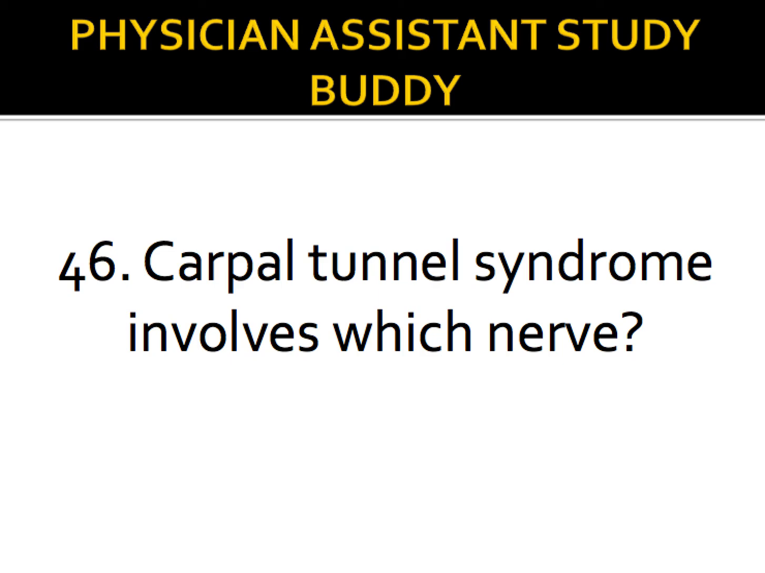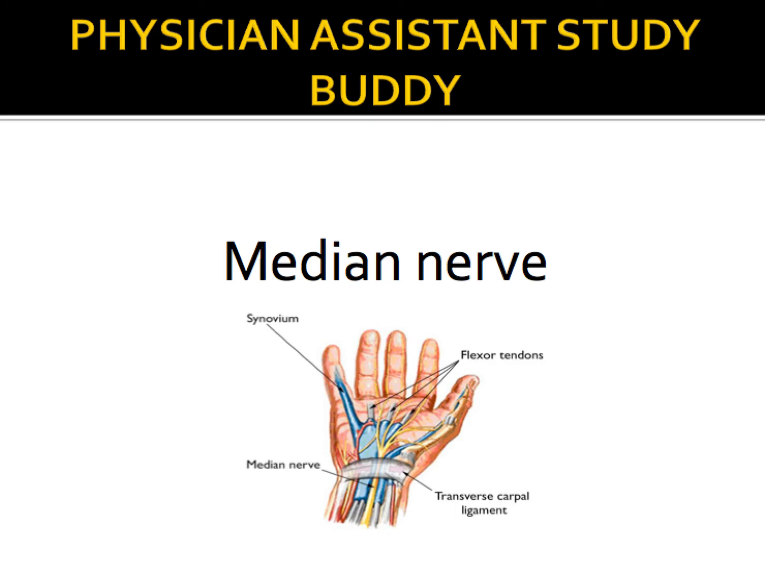Carpal tunnel syndrome will involve which nerve? So they're going to give you a stem, describe carpal tunnel syndrome, and ask you which nerve is most likely affected, and that would be the median nerve.